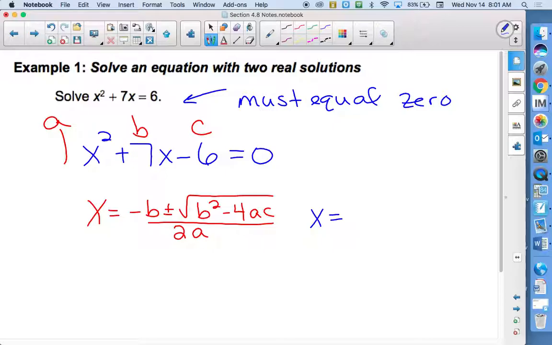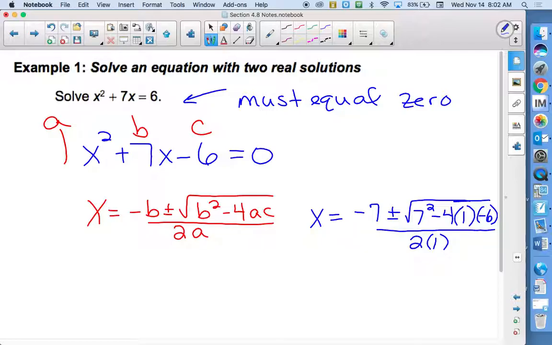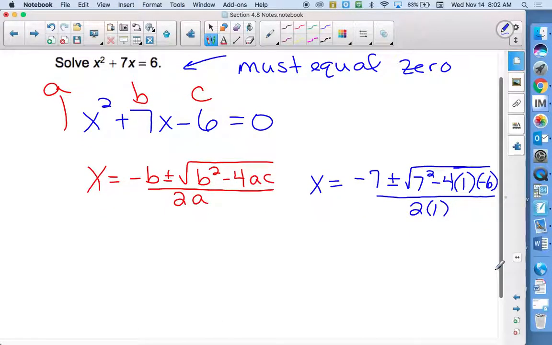B, right here's b, that's 7. So we have a negative 7, and then a plus or a minus. That plus or minus is there because there's a square root in this equation. And then it says take b squared, so 7 squared, minus 4. That 4 is just part of the formula. And then a is 1, and c is negative 6. On the bottom, the 2 is part of the formula. And then there's an a on the bottom, and that a is the value of 1. I know it's a lot of numbers to plug in, and I call this a plug-and-chug formula.